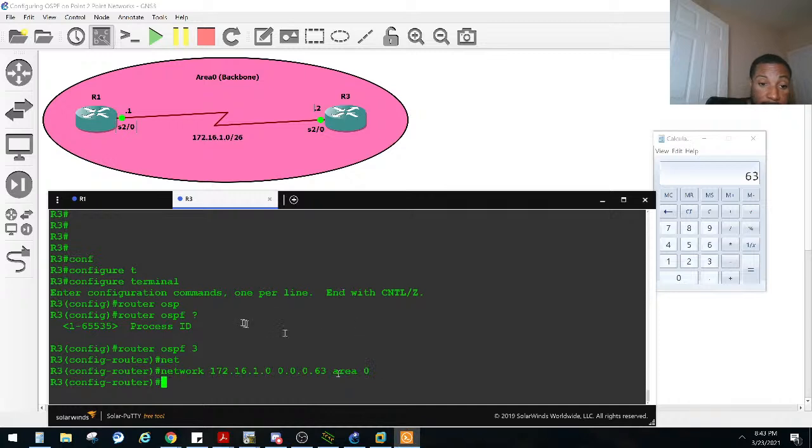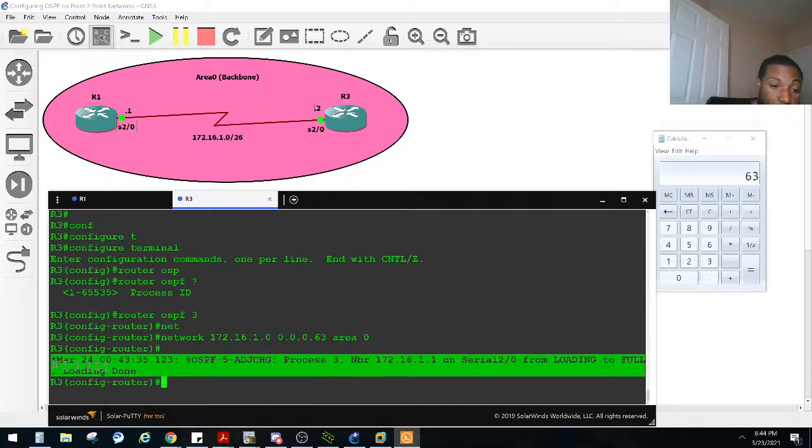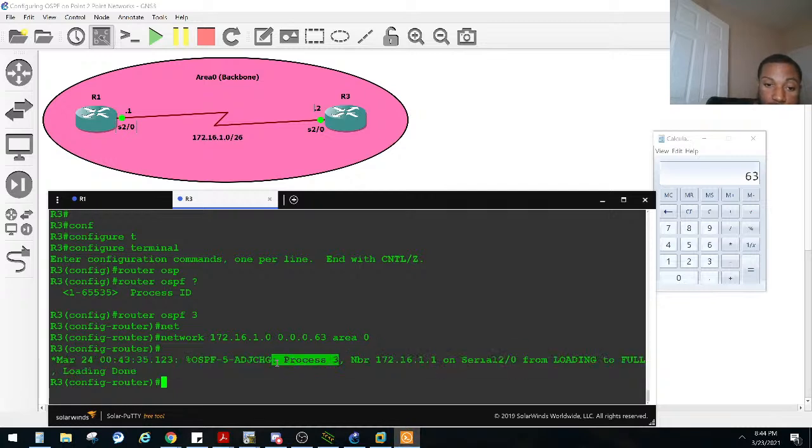Press enter, and we should already see the router spitting at us and letting us know we're participating in OSPF. So we're participating in process 3, right? We got an adjacency change, so we formed an adjacency here, basically. That's a beautiful thing. And then it said it changed from loading to full.